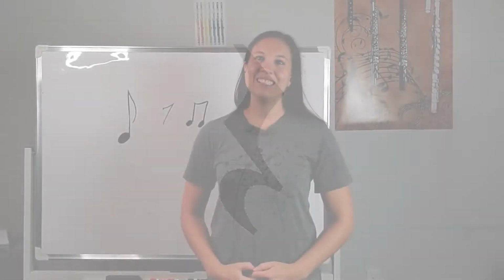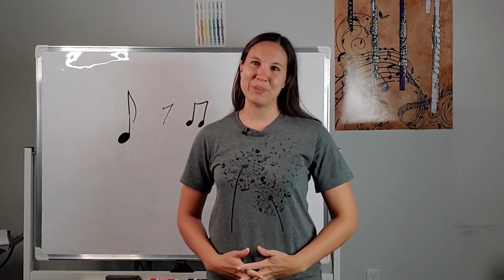There is an eighth rest as well, and it looks like this. Now, when there are 2 eighth rests, it'll just be shown as the quarter rest. Let's take a look at some examples and let's count some of them.